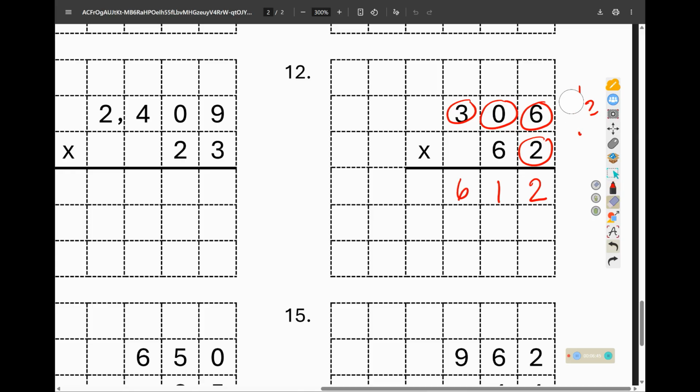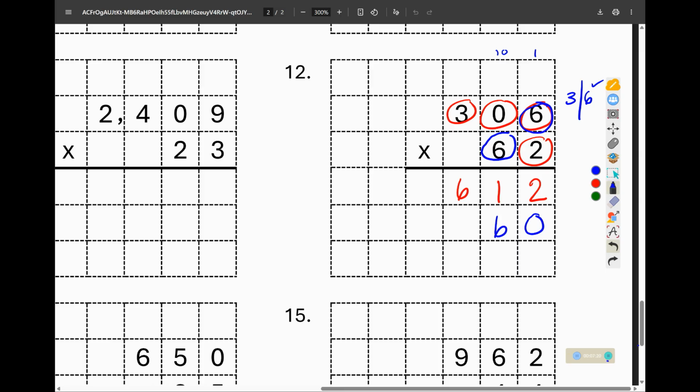Get rid of my regrouping. And now I'm on the 6 that's in the what place value? The 1s, the 10s. Anything in the 10s place means I have shifted over 1, so I need a 0 here to keep my answer starting in the 10s place. 6 times 6. 6 times 6 is 36. The 6 goes on the right. The 3 goes on the left.